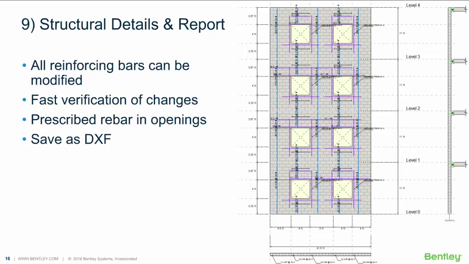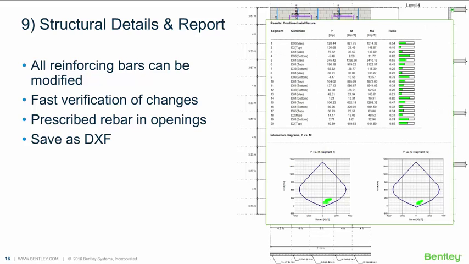However, you don't have to live with what the software designs for you. You're free to pick each and every one of the vertical and horizontal bars and specify your own sizes and dimensions. The software will then quickly verify your changes and let you know if they pass or fail the checks. Your bar layout can quickly be saved as DXF to start helping with the generation of the structural drawings. And you also have the option of comprehensive reports that allow you to understand clearly what the software is doing and are adequate to include in your design calculations.